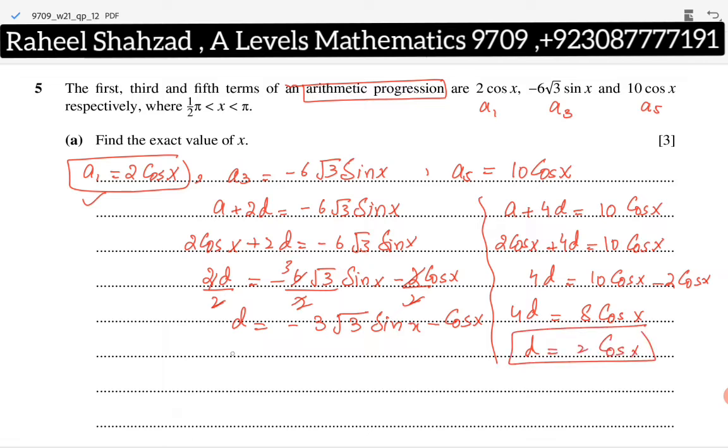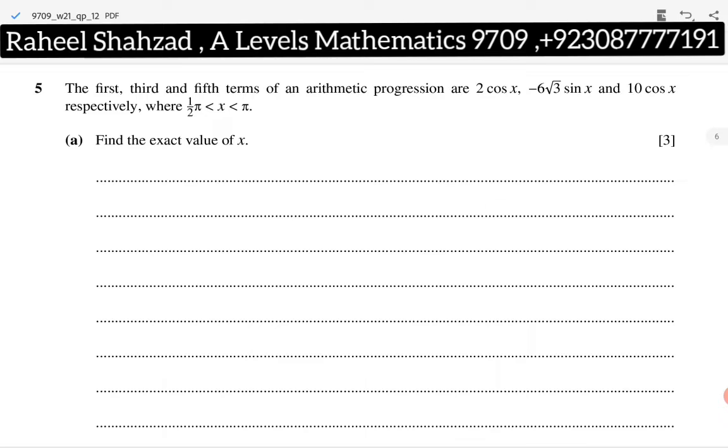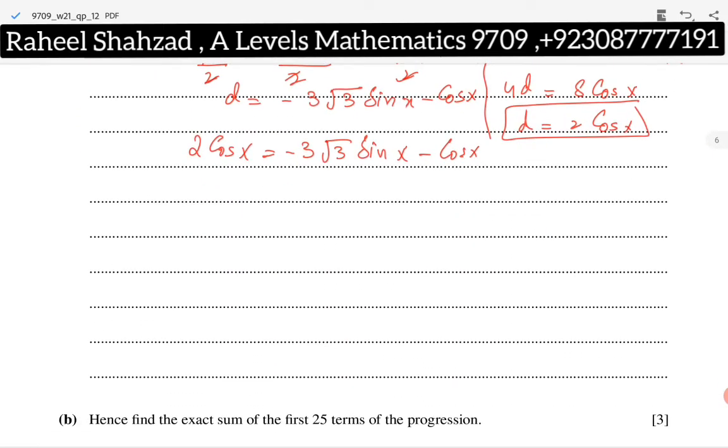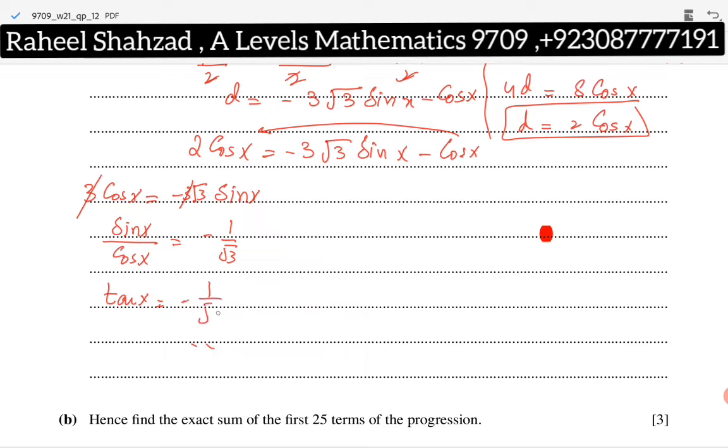Now we are going to substitute this d here, that makes it 2 cos x equal to minus 3 under root 3 sin x minus cos x, and then we are going to rearrange it for the value of x. When we bring this cos x to the left hand side, 3 cos x is equal to minus 3 under root 3 sin x. You can cancel this 3, so it will be sin x divided by cos x is equal to minus 1 divided by under root 3, that is tan x is equal to minus 1 divided by under root 3.